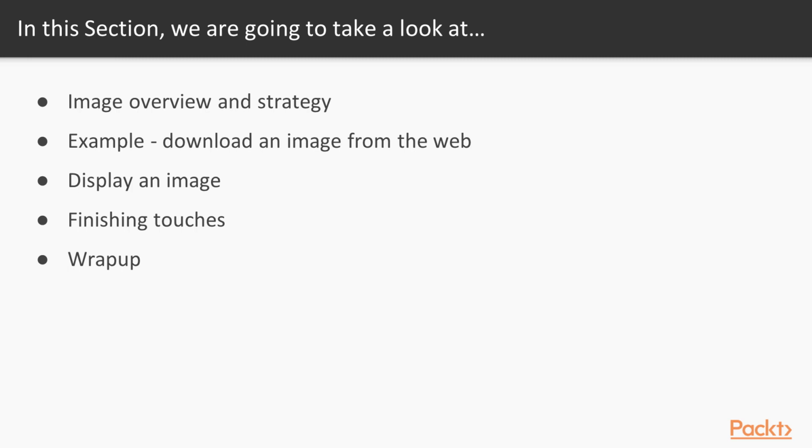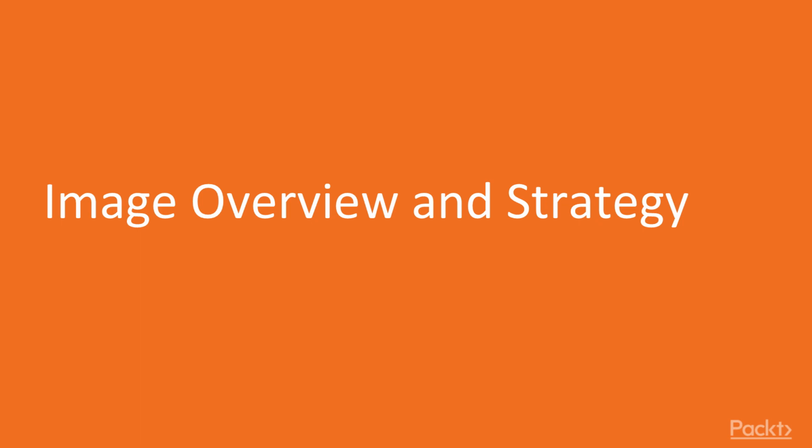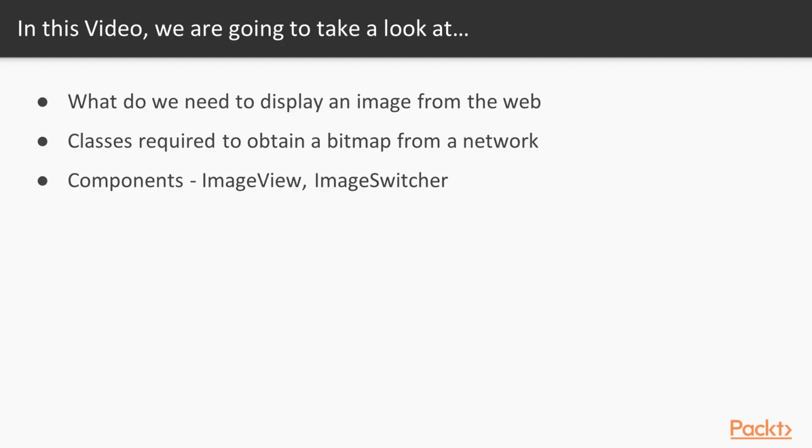Congratulations, you've made it to the final section of this video course. So let's get started with an image overview and strategy. In this video, we'll take a look at what we need to display an image from the web, some classes required to obtain a bitmap from the network, and then some components we can use on the user interface, an image view and an image switcher.